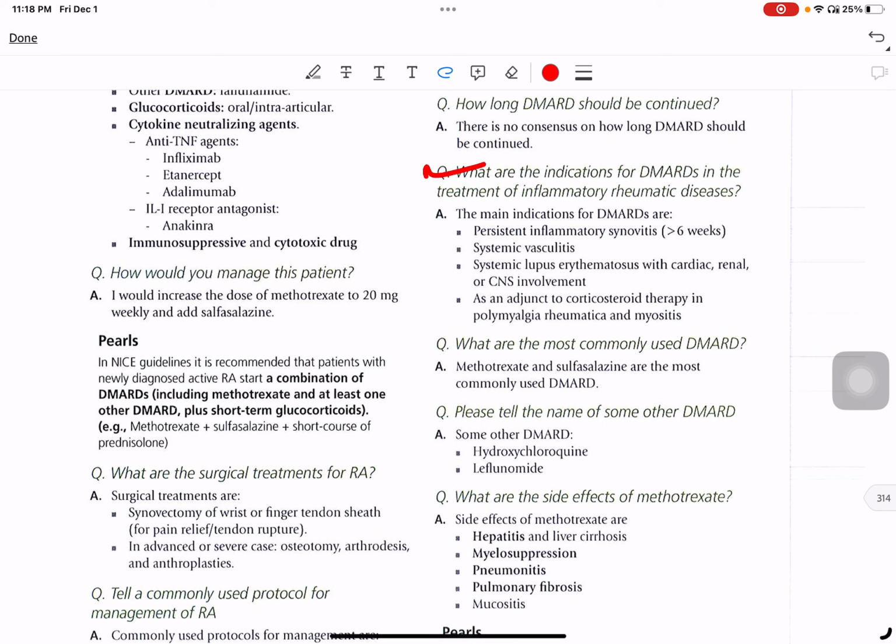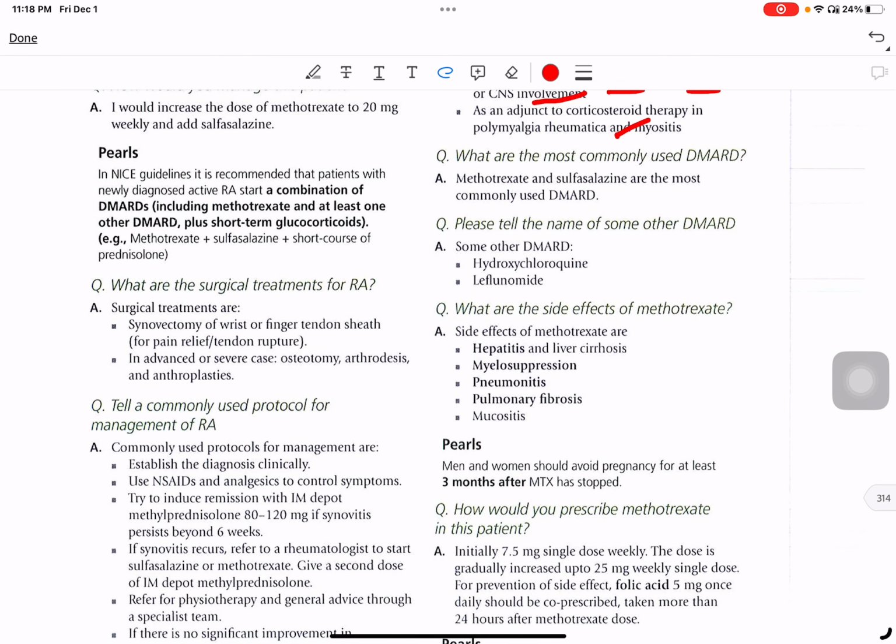What are the indications of DMARD therapy? Persistent inflammation for more than 6 weeks, systemic vasculitis, systemic lupus erythematosus, cardiac, renal, and CNS involvement, and as an adjunct to steroid therapy. What are the side effects of methotrexate? Hepatitis, myelosuppression, pneumonitis, pulmonary fibrosis, mucositis.